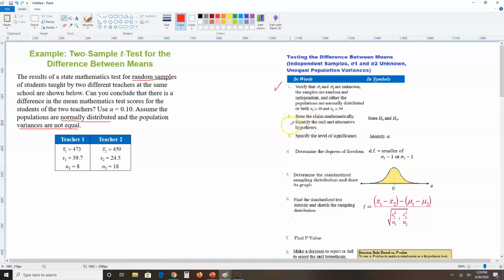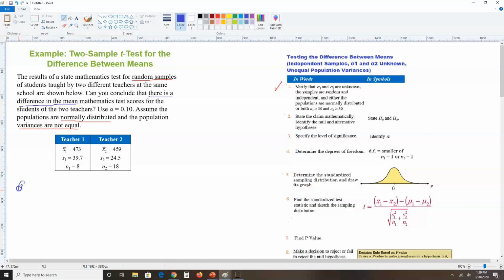Step 2. Let's state the claim mathematically. I'm going to underline the claim in blue. You can see the claim is right here in this sentence: can you conclude there is a difference in the mean mathematics test score? So I'm going to underline there is a difference in the mean of the test scores of the two math teachers. That's the claim. How do I translate?